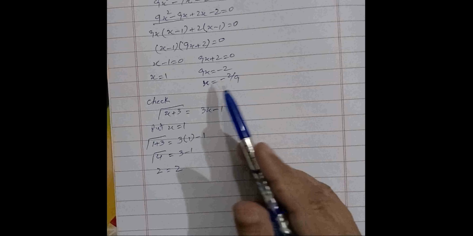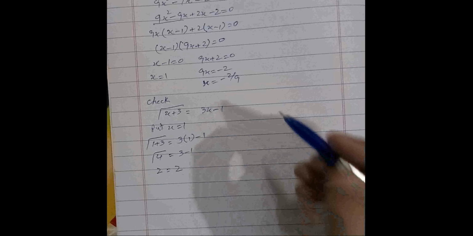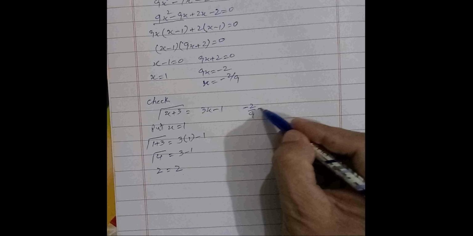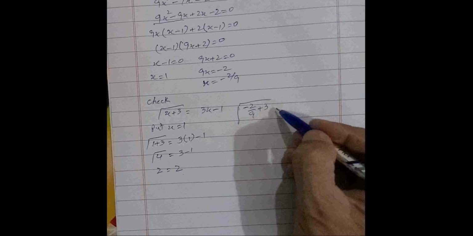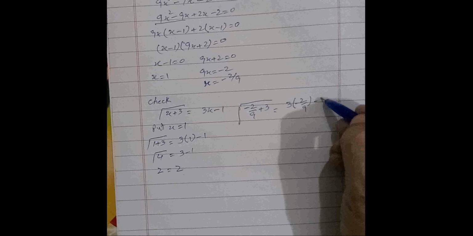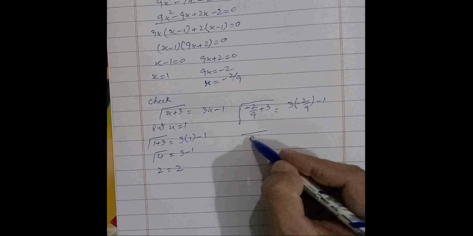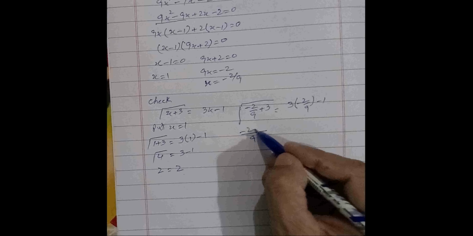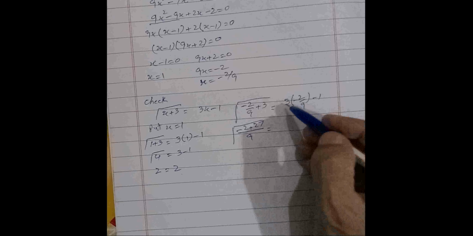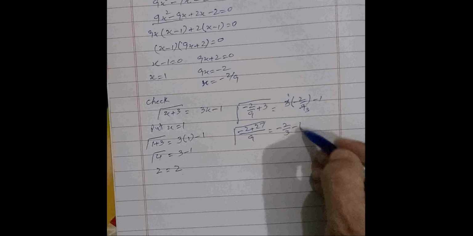And now we put the value of x, which is minus 2 over 9, in the question. We get square root of minus 2 over 9 plus 3 is equal to 3 into minus 2 over 9 minus 1. Now we simplify these values. We get, take LCM 9, minus 2 plus 9 threes are 27, square root is equal to 3 ones are 3, 3 threes are 9, which is minus 2 over 3 minus 1.